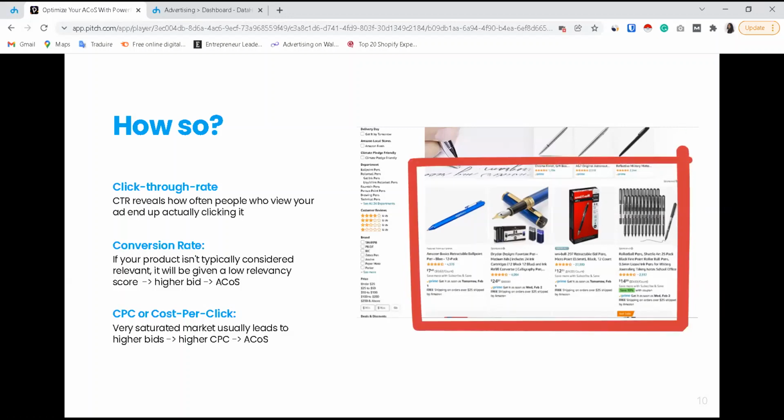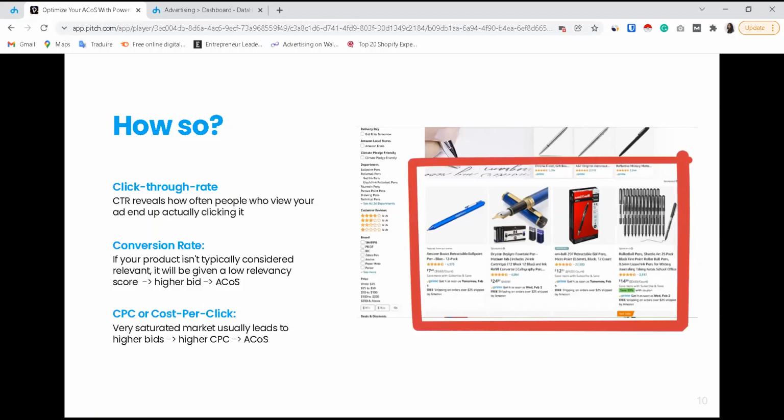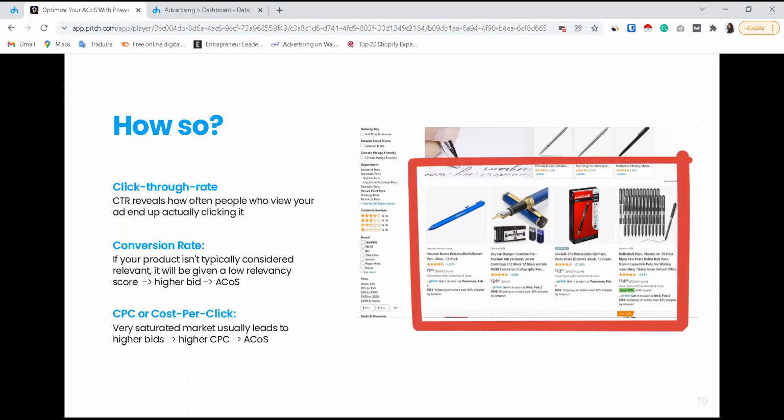Another way to look at it is conversion rate. If your product isn't typically considered relevant for where you're selling it, it will be given a low relevancy score by Amazon, meaning you're bidding higher to compensate for the low relevancy score to appear in that ad, meaning your advertising cost of sale is going to be higher because you're bidding higher.